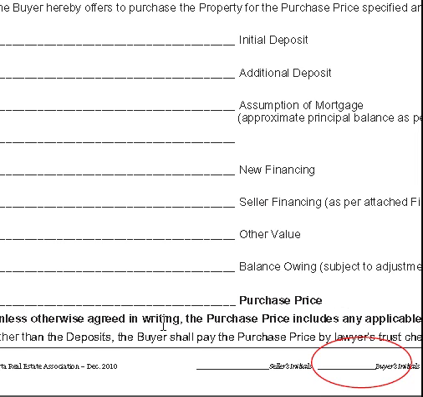And unless otherwise agreed in writing, the purchase price includes any and all applicable GST. And then finally, other than the deposits, the buyer should pay the purchase price by a lawyer's trust cheque, bank draft, or other agreed value. And then we need an initial down at the bottom of the page.